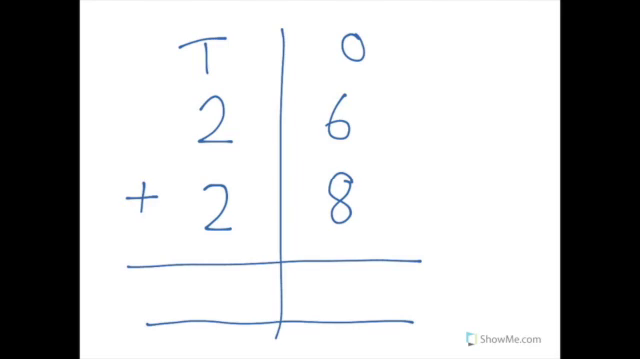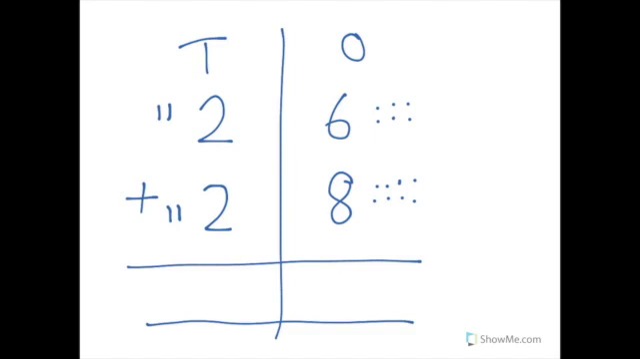So let's add our dots together. 1, 2, 3, 4, 5, 6. And we add 8 dots. 1, 2, 3, 4, 5, 6, 7, 8. For 20, we put 2 sticks. And for 20, we put 2 sticks. Right, so if I add those numbers together in the ones house, I can see that 6 plus 8 is 14.